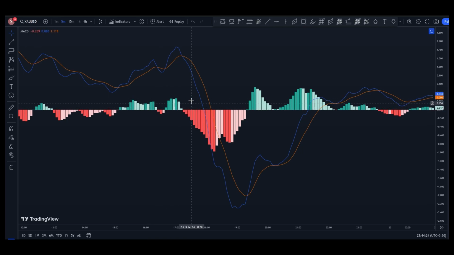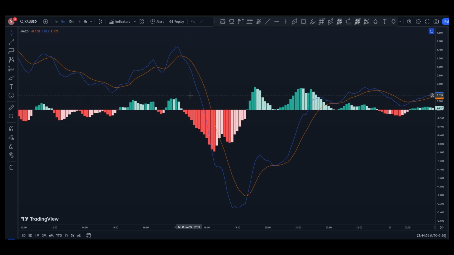The MACD is calculated by subtracting the 26-period exponential moving average (EMA) from the 12-period EMA. The result is called the MACD line. The signal line is the 9-period EMA of the MACD line. The MACD and the signal line are plotted on a separate chart below the price chart.